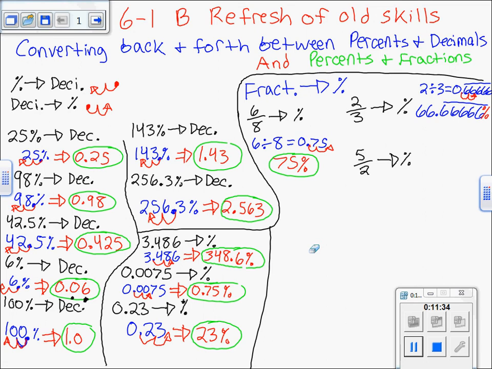So if it said round to the nearest tenth, the tenth is the first number after the decimal place. So this 6 tells you to round up on this 6. So if it said round to the nearest tenth, it would be 66.7.